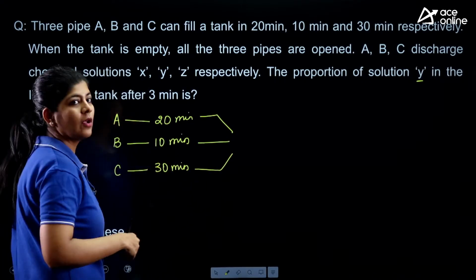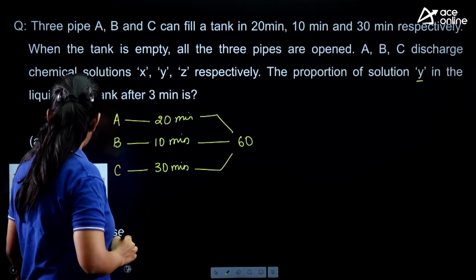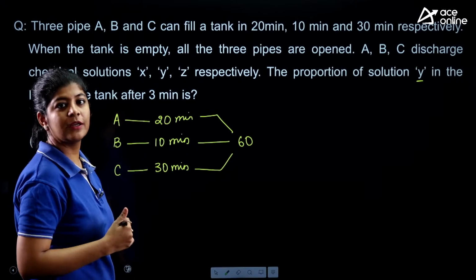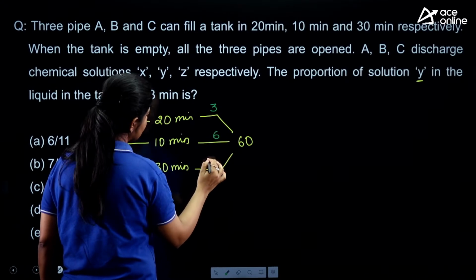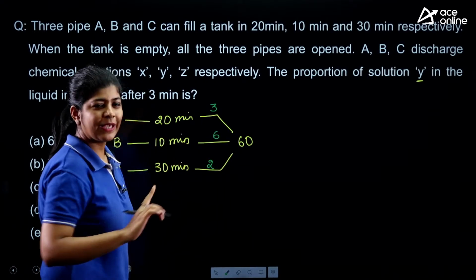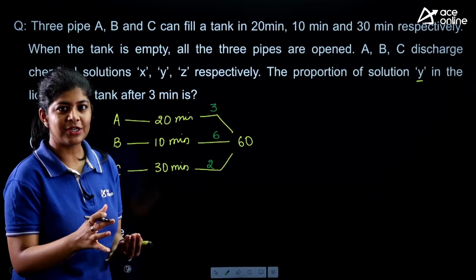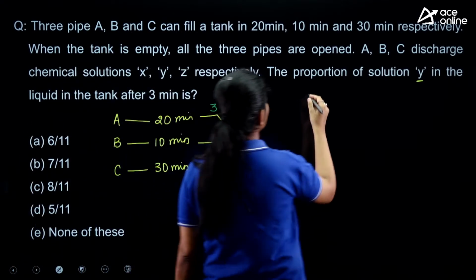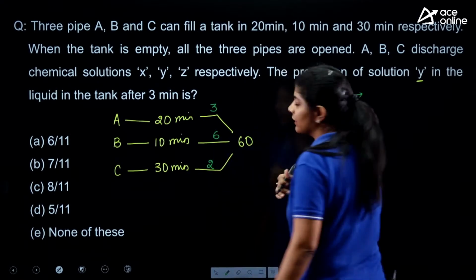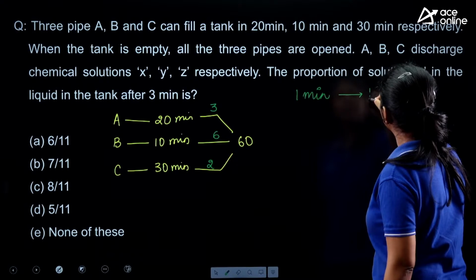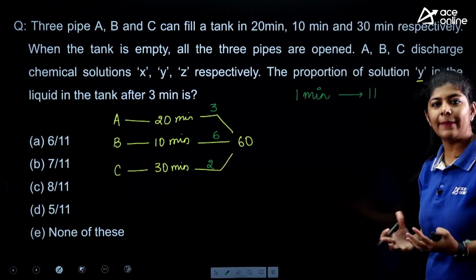The LCM that we got over here is 60. Right? Now with the help of this one, we are just going to write down the efficiency. So here the efficiency is 3, 6 and 2. So we can say that in 1 minute, if all these 3 pipes are working together, they are able to fill 11 units, or 11 liters of chemical, in the tank.